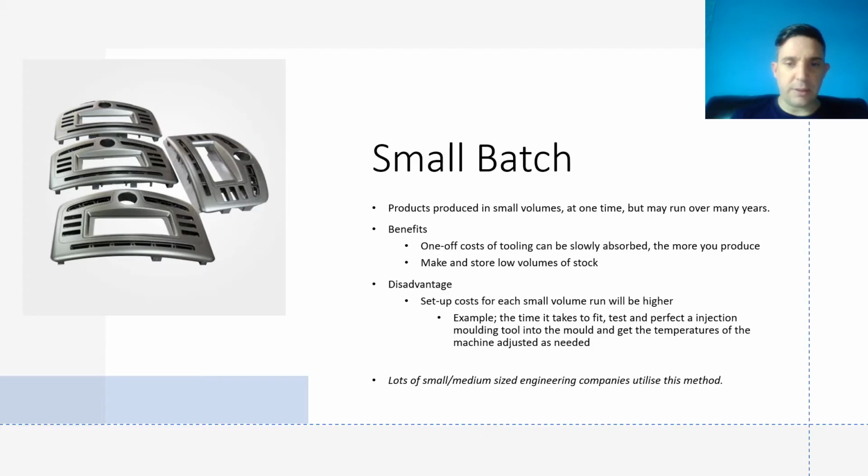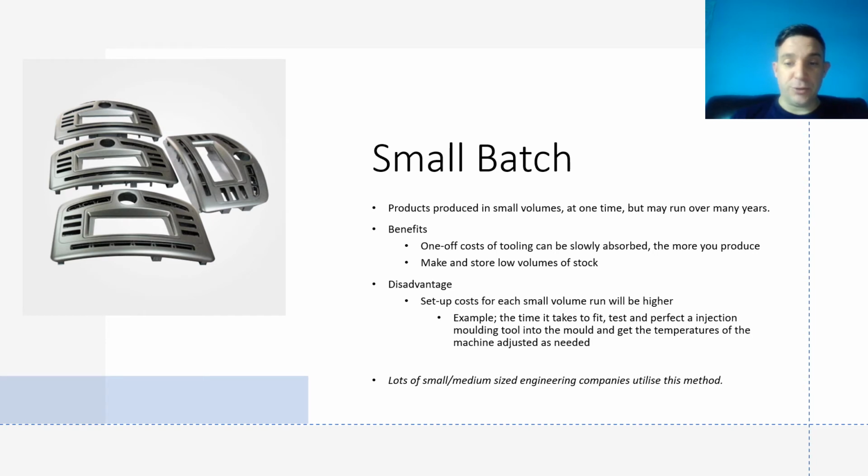On the previous slide, I introduced something called batch volume. Now here, I'm just going to talk about this a little bit more. So a small batch volume will be a small volume of parts, could be 2, 4, 10, 100, that are made at one time. However, you may make many batches running over many years. So we may make 4 this week, we may make 4 next week, we may make 4 every week for the next 2 years. The benefits of this are that the one-off costs for tooling can be absorbed slowly, and the more you produce, the cheaper all of the parts become.